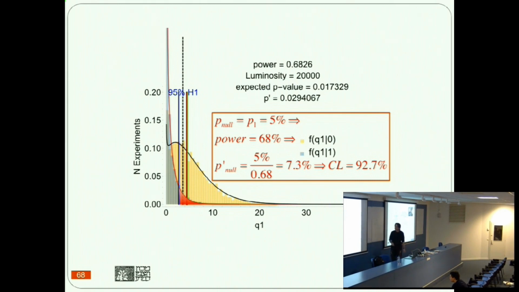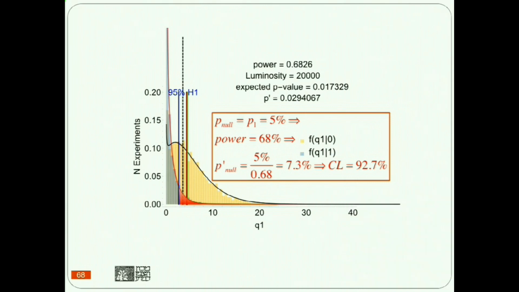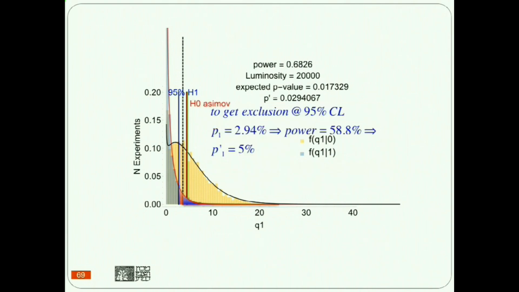Now I can ask myself, where should this observation be in order to exclude the signal at 95% confidence level? So I should find a place here where the p-value divided by the power is 5%. And here I find it. I should move here. The blue area in this place is 2.94%. The power, which is this area here, the dashed line all the way to infinity, is 58.8%. And if you calculate the ratio between the two, you'll get that it's 5%.